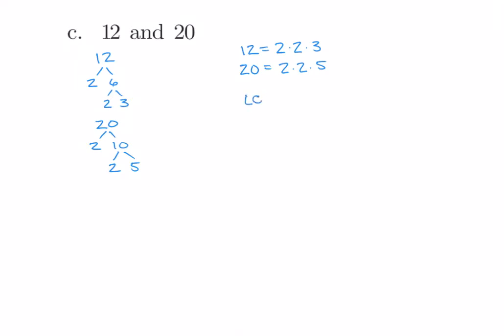Okay, for our LCM, what do they have in common? Let's see, we got a 2. We actually have a second 2. And what's left over? Our leftovers, we have 3 times 5. So again, let's go ahead and multiply this. I'm going to multiply 2 times 5, that gives me 10. 2 times 3 is 6. And if we multiply those two numbers together, we get 60.